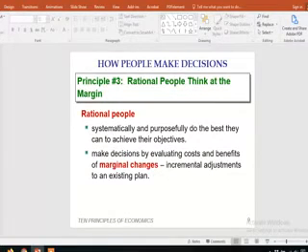And the principle number 3: rational people think at the margin. Who are rational people? Rational people systematically and purposefully do their best to achieve their objectives, making decisions by evaluating the costs and benefits of marginal changes, incremental adjustments to an existing plan.